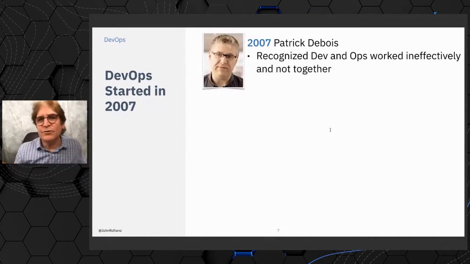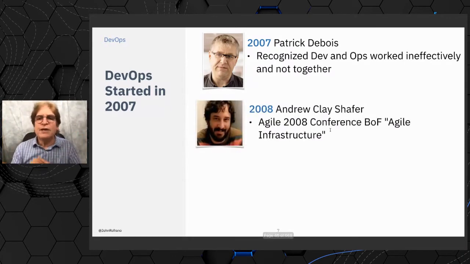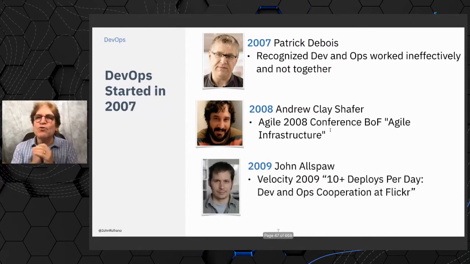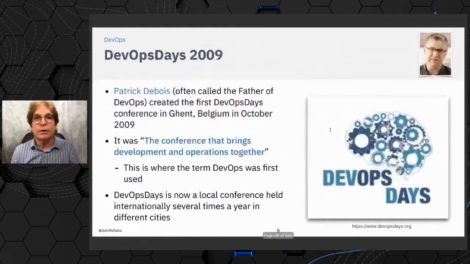It started back in 2007 with Patrick Dubois. He's often quoted as being the father of DevOps. He's like, why can't Dev and Ops just work better together? And Andrew Clay Schaefer, a year later, had a birds of a feather that he didn't even attend, but Patrick did, and Patrick went out and looked for him. That was the spark that started something. But what really caught people's attention was in 2009, when John Osbaugh made his now famous speech at the Velocity Conference, 10 deploys per day, DevOps cooperation at Flickr. And that's when people's eyes really opened.